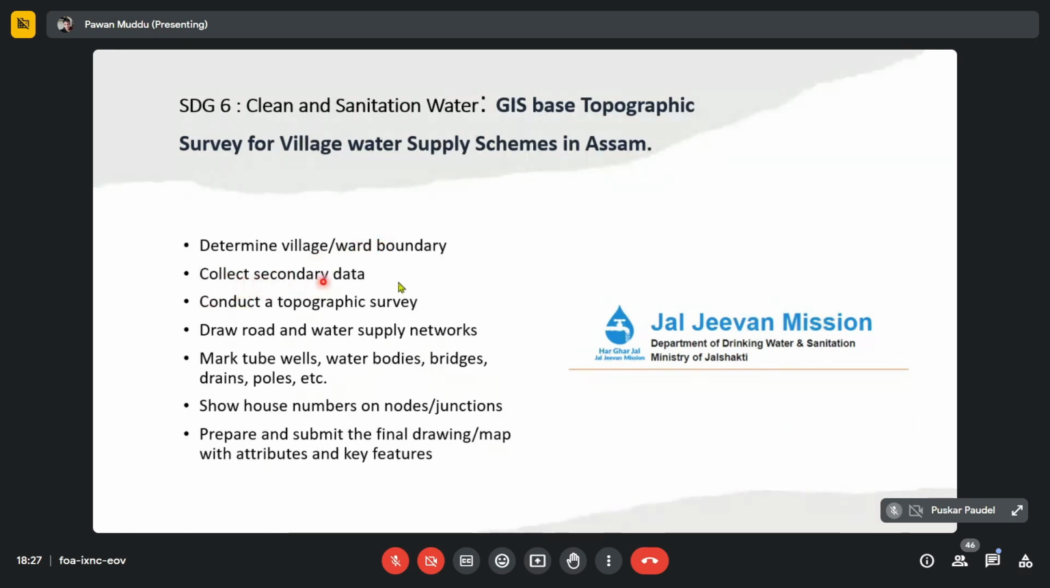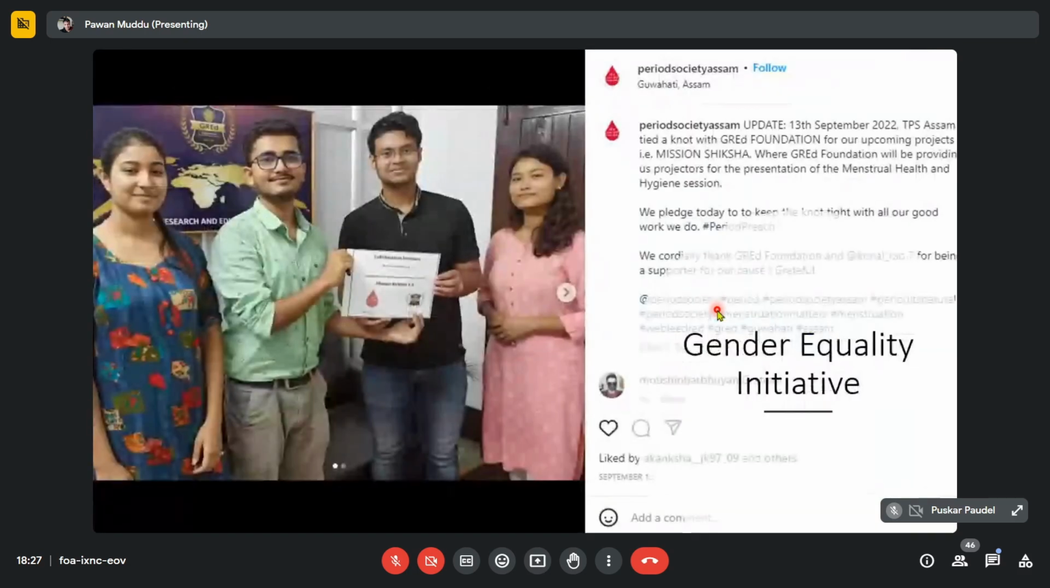And here we are collecting secondary data. All of this has been done, primarily in association with the Jal Jeevan mission, so that we really create areas where we can access water. And it's a shame that we are living in the 21st century, but yet this remains a very important issue, accessing water, clean water too.